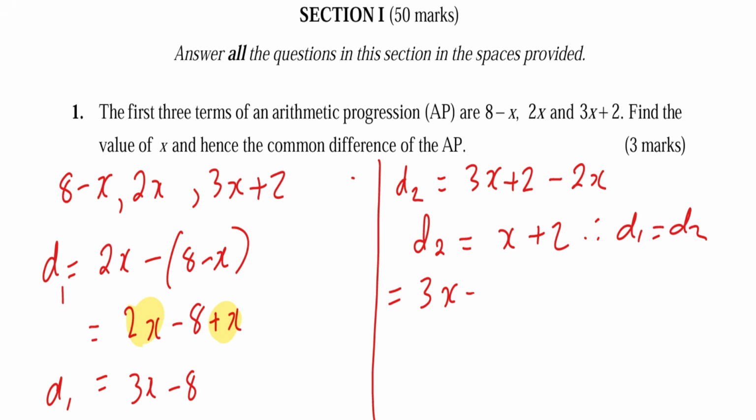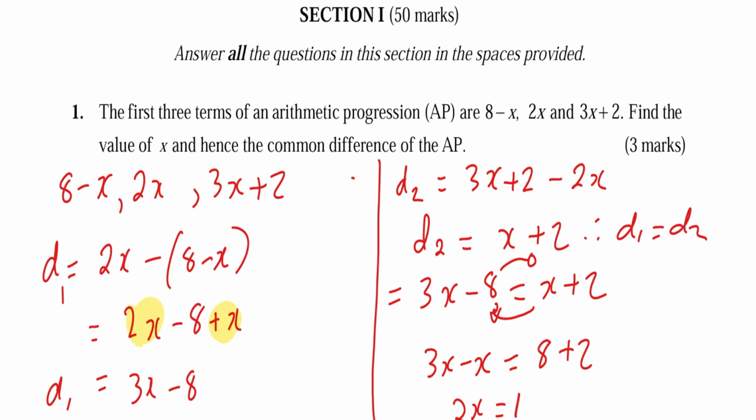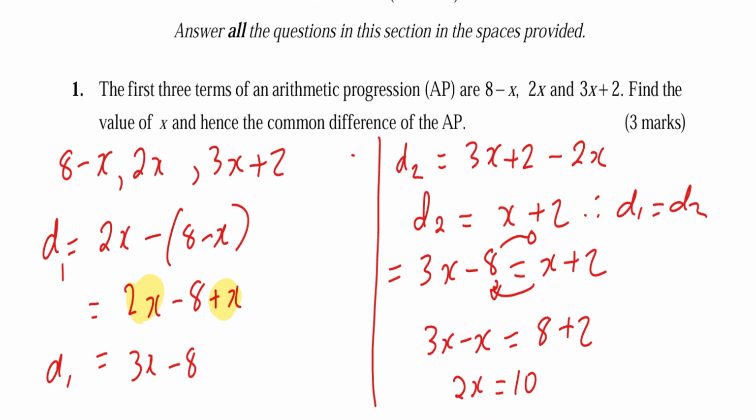So you just take 3x minus 8 equal to x plus 2. Utazi equate, collect like terms, ipeleke hapa, ilete hapa. So hii inakuwa 3x minus x, ile ingine inakuwa 8 plus 2. Tamam, so hii itakuwa 2x equal to 10. Now if you divide it by 2, divide by 2, therefore x equals 5.